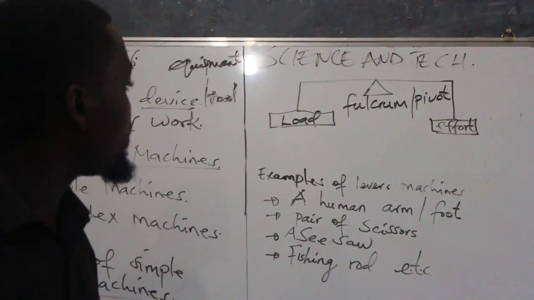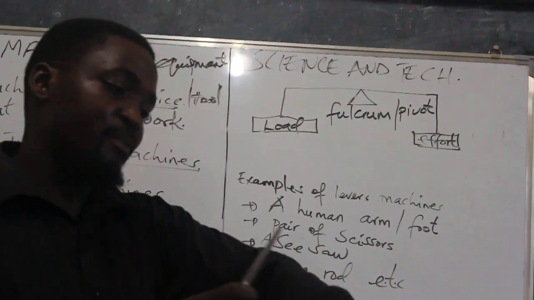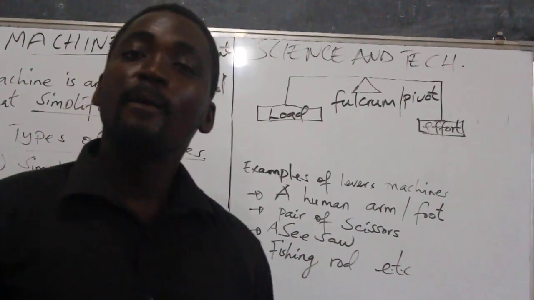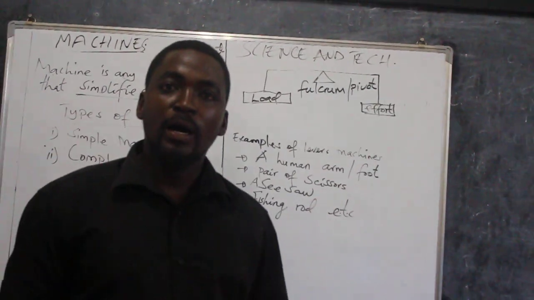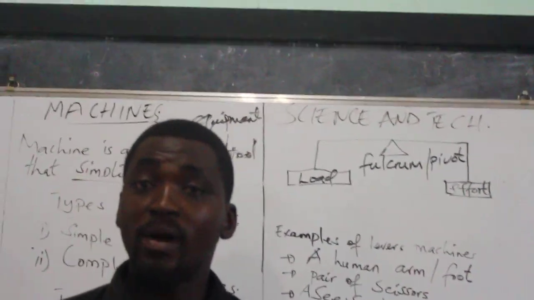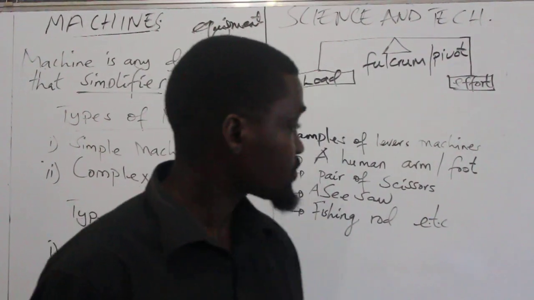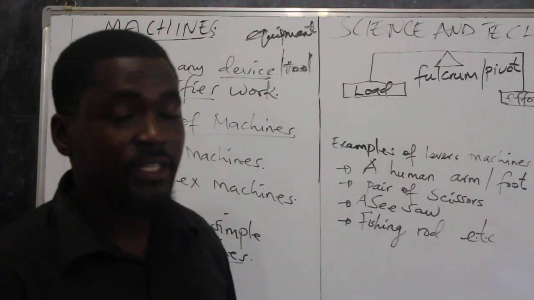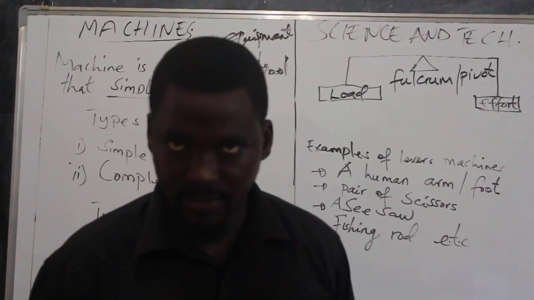And there are many examples of lever machines. The first one is the human arm. A human arm has three parts: it has the load, the effort, and also the pivot. Another example is the human foot, which also has three parts, as I've mentioned before. A pair of scissors, a seesaw, a fishing rod, and others. Those are examples of simple machines.